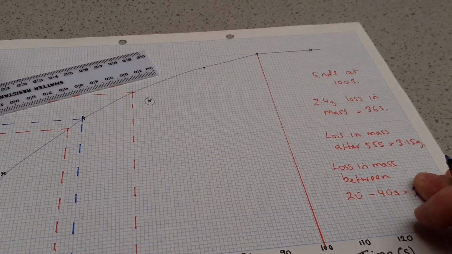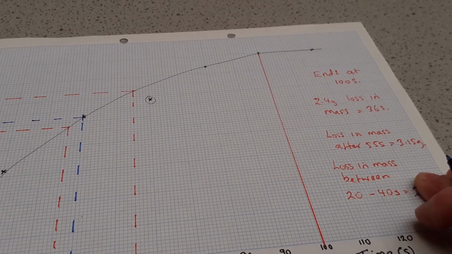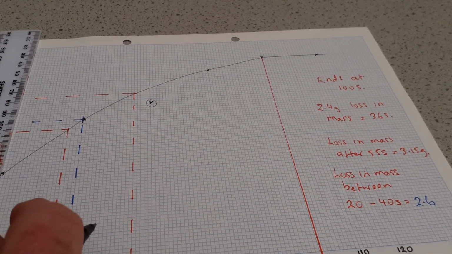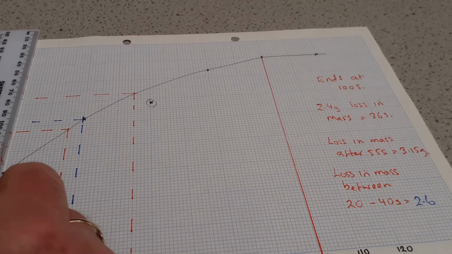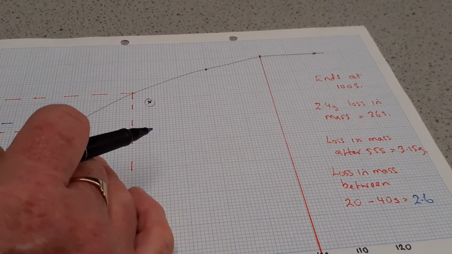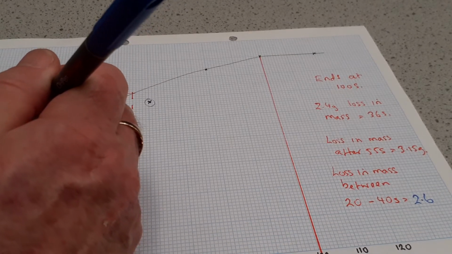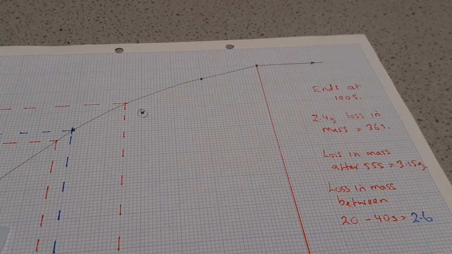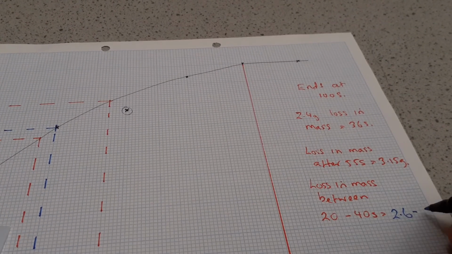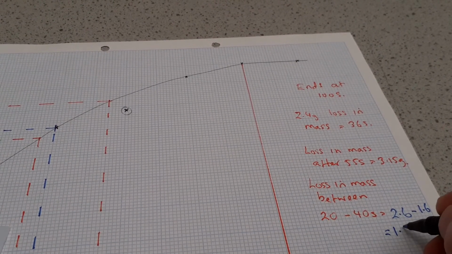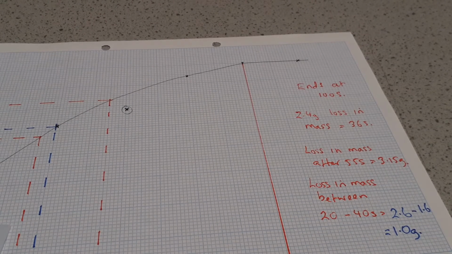And lossy mass at 20 seconds. So come up to hit the graph at 20 seconds. And that's 1.6 grams. So if we take 1.6 from 2.6, that will give us 1.0 grams. So those are standard things there.